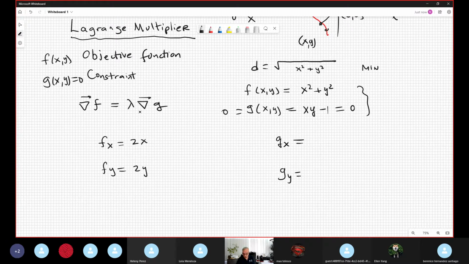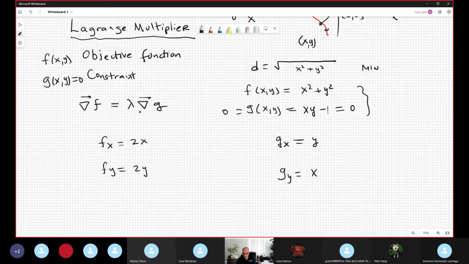Super easy. Partial derivative of g with respect to x and y, right? You consider that y is a constant, and the 1, negative 1 is obviously constant, so it stays alive only. You differentiate x with respect to x, it is 1, so y. Likewise, this is x.